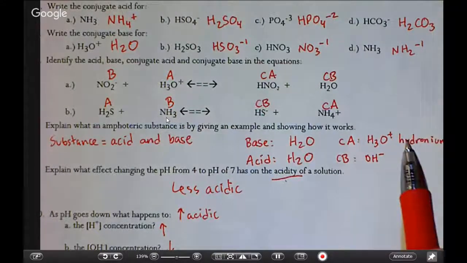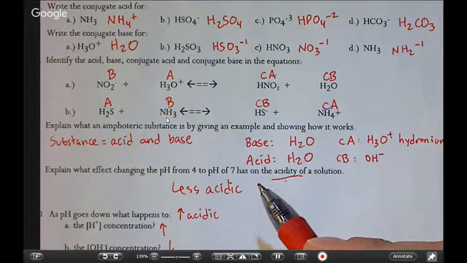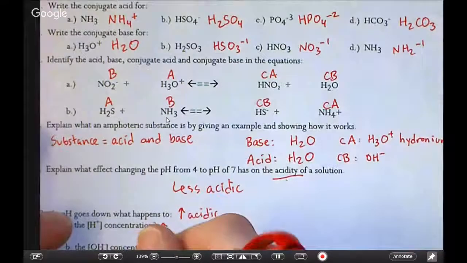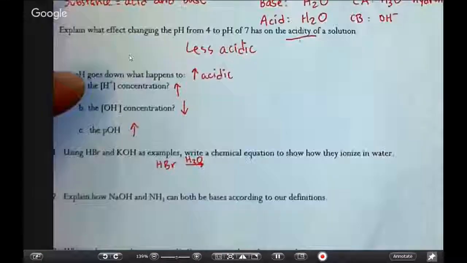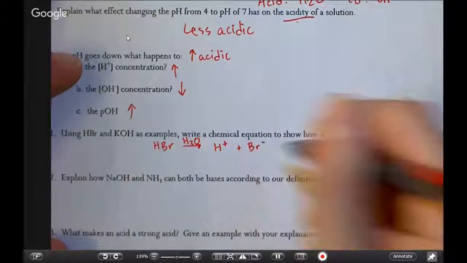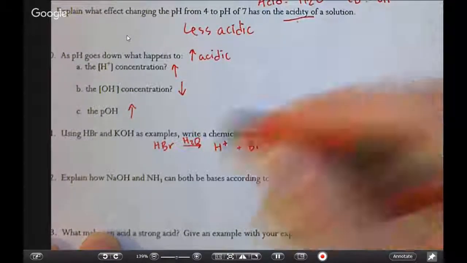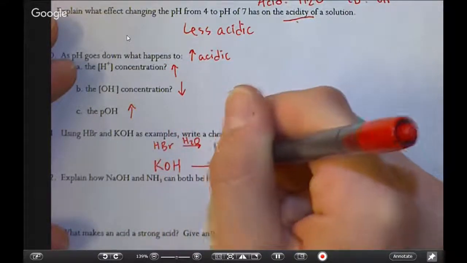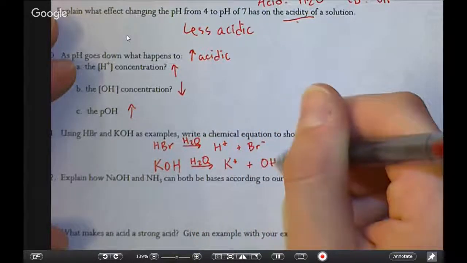Okay, for 11, it says using HBr and KOH as examples, write a chemical equation to show how they ionize in water. So HBr in water is going to produce H plus and Br minus. So the fact that it's in water and it ionizes means we're producing those respective ions. KOH in water is going to give us potassium ion and hydroxide ion.